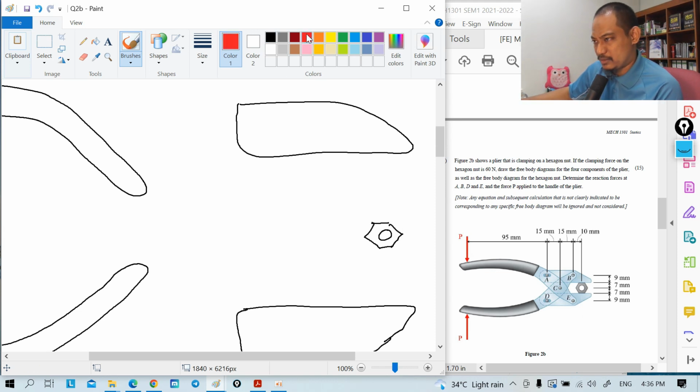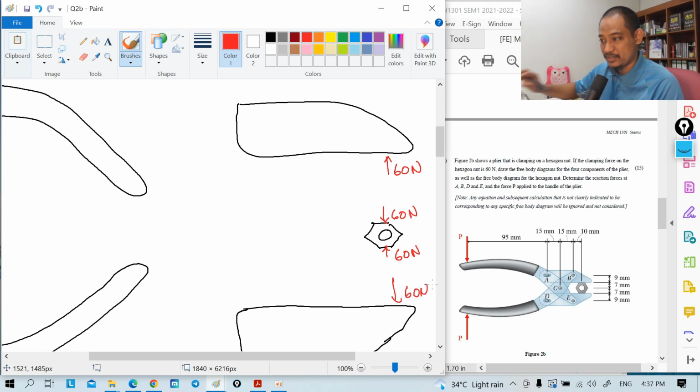Right, so let's use red for the forces. Now, it is given that the clamping force on the plier on the hexagon nut is 60 Newton, right? So here, this is clamping 60 Newton, 60 Newton. That means the reaction here will be 60 Newton, right? This should be opposite there, 60 Newton. Okay, that's settled.